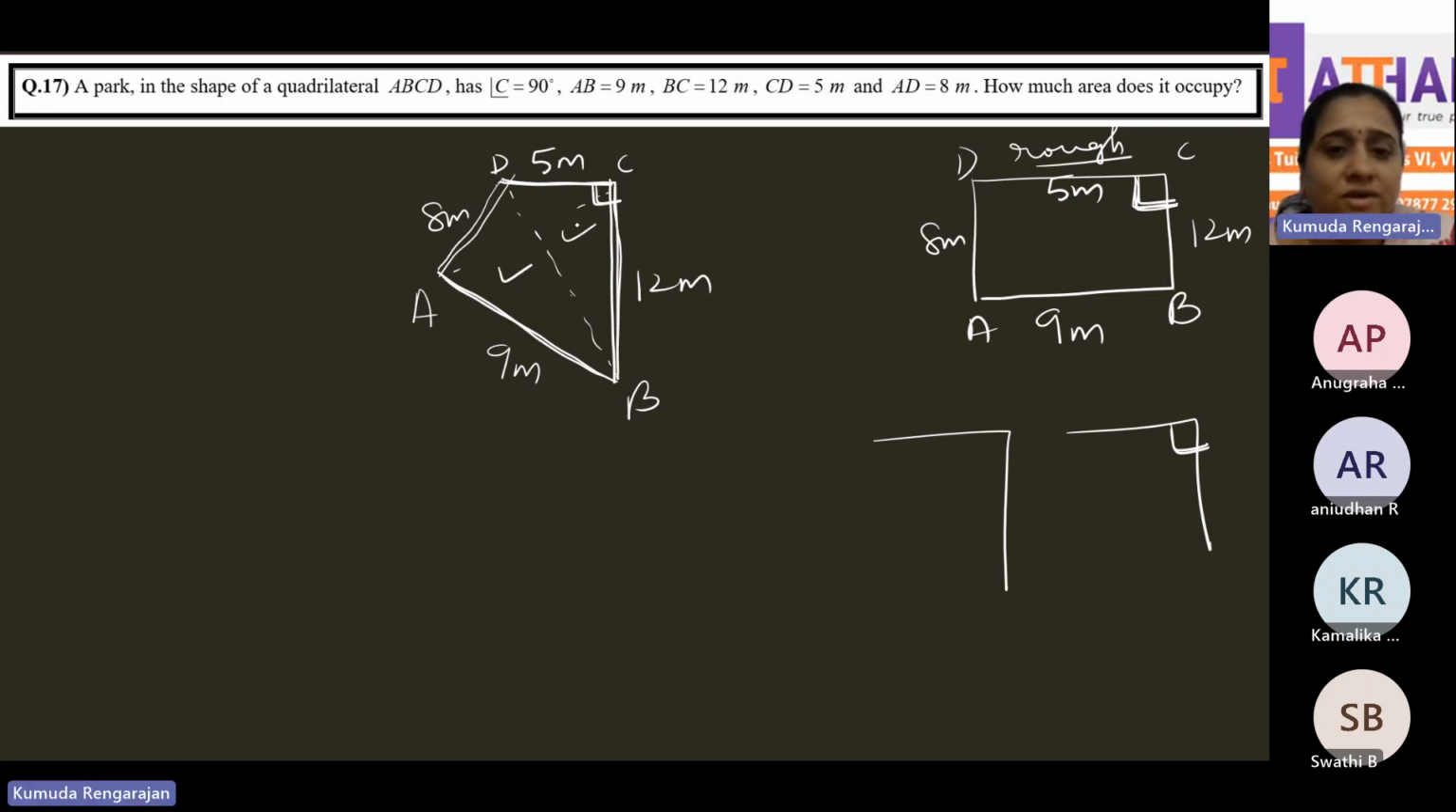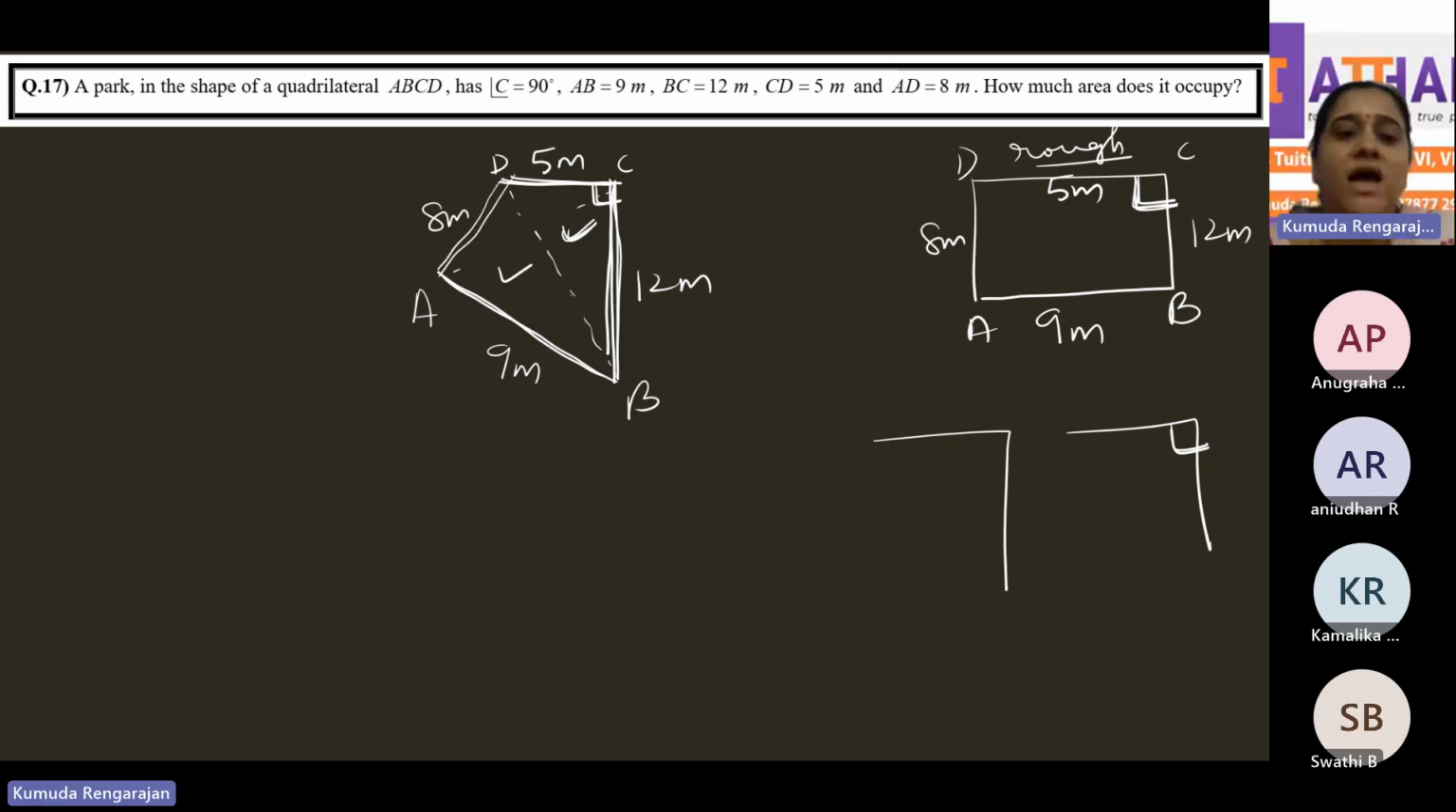All right. Now we should find the area of this triangle. How? Half base into height. This is the base, this is the height. Always don't use the hypotenuse. The remaining two sides are the base and height. Leave the hypotenuse.